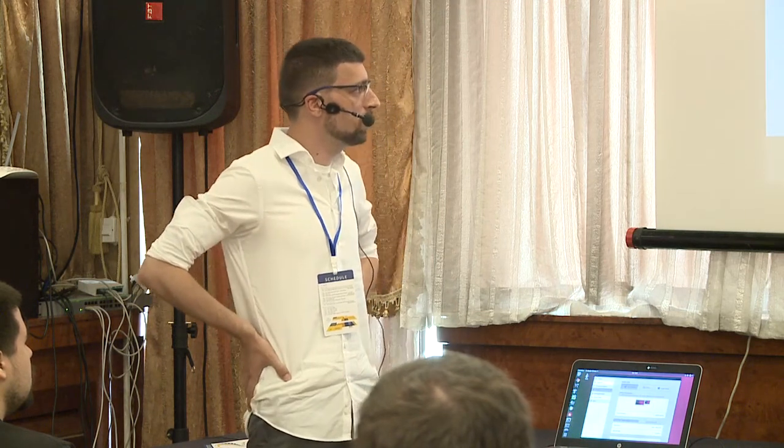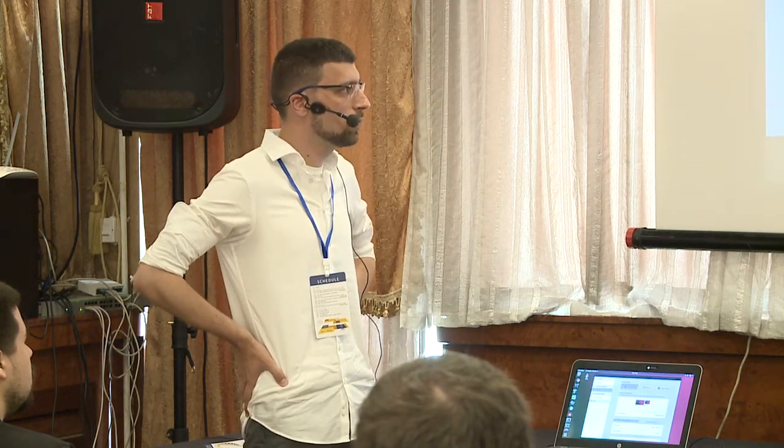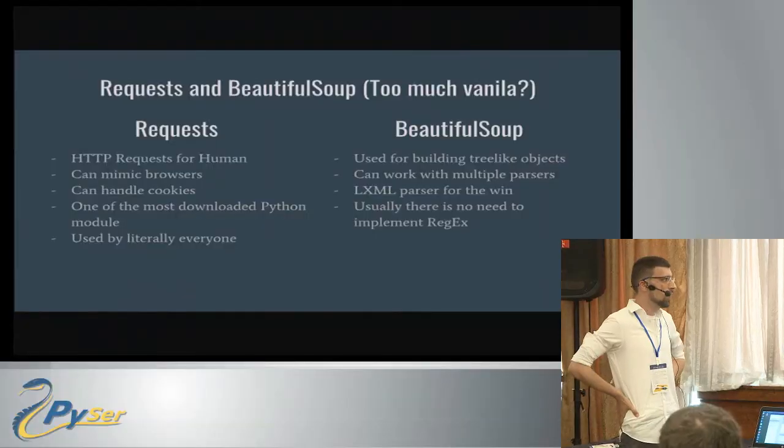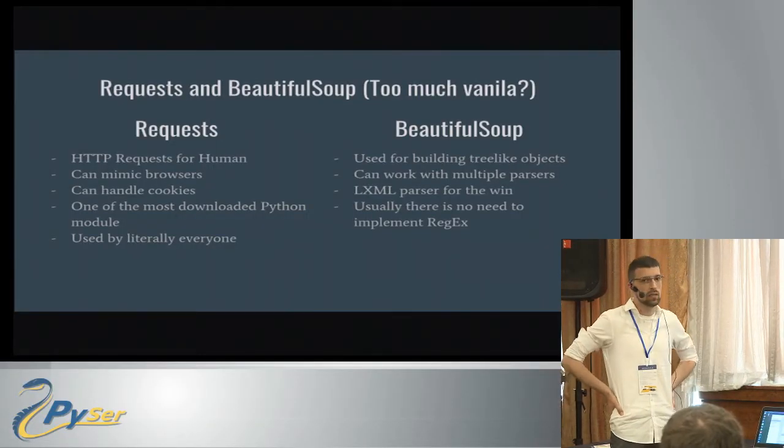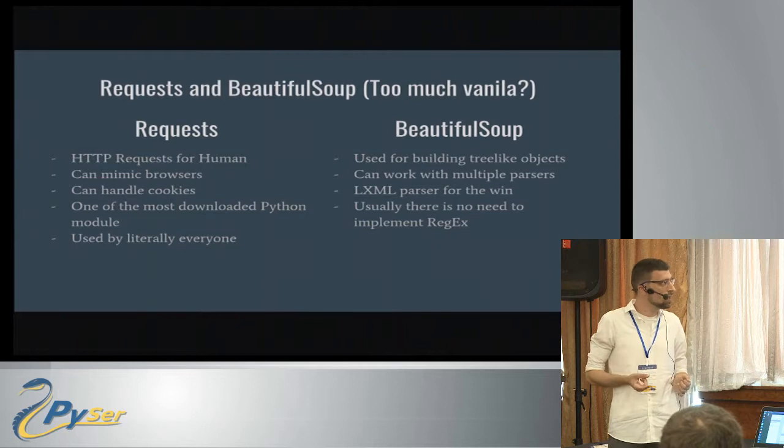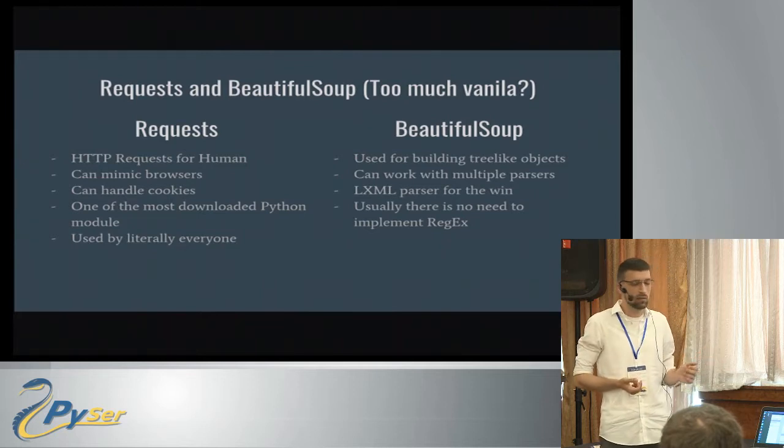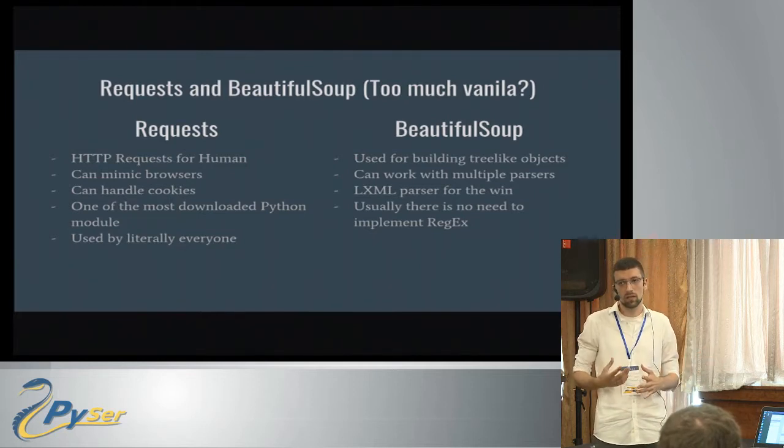So Beautiful Soup, like I said, is used for building tree-like objects and can work with multiple parsers, but the one I'm using and the one that is set as the industry standard is called the LXML parser. Essentially, that is a library written in C and then wrapped with Python. The most important thing about Beautiful Soup is that you do not need to use regular expressions that much, because you can pinpoint every element on the web page pretty easily.